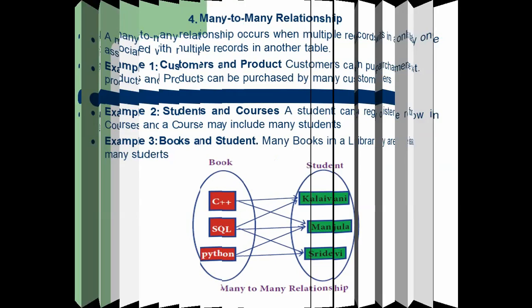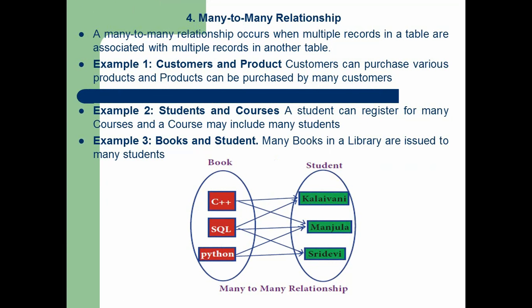So next one is many to many relationship, which occurs when multiple records in a table are associated with multiple records in another table. Here record refers to row or entity or tuple. In example 1 you can see customers and products relationship. One customer can purchase many products, and products can be purchased by many customers. So a single product can be purchased by different customers, and a single customer can purchase many products.